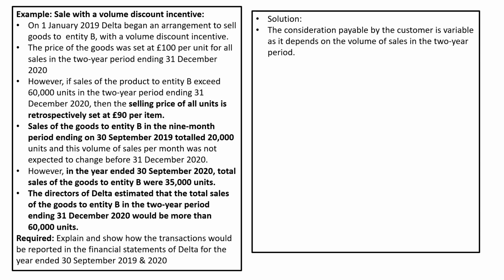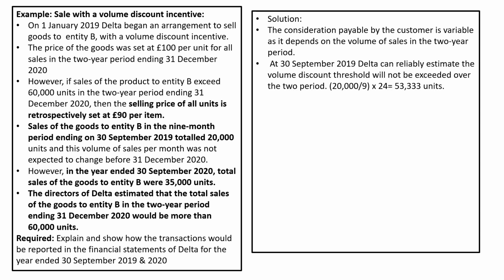First, the consideration payable by the customer is a variable consideration as it depends on the volume of sales in the 2-year period. At 30th of September 2019, Delta can reliably estimate, assuming that the sales of units per month doesn't change, the volume discount threshold will not be exceeded over the 2-year period. And we got that by the 20,000 units that was sold in the 9 months, and we multiplied by 24, and when we extend it, it comes to 53,333 units.